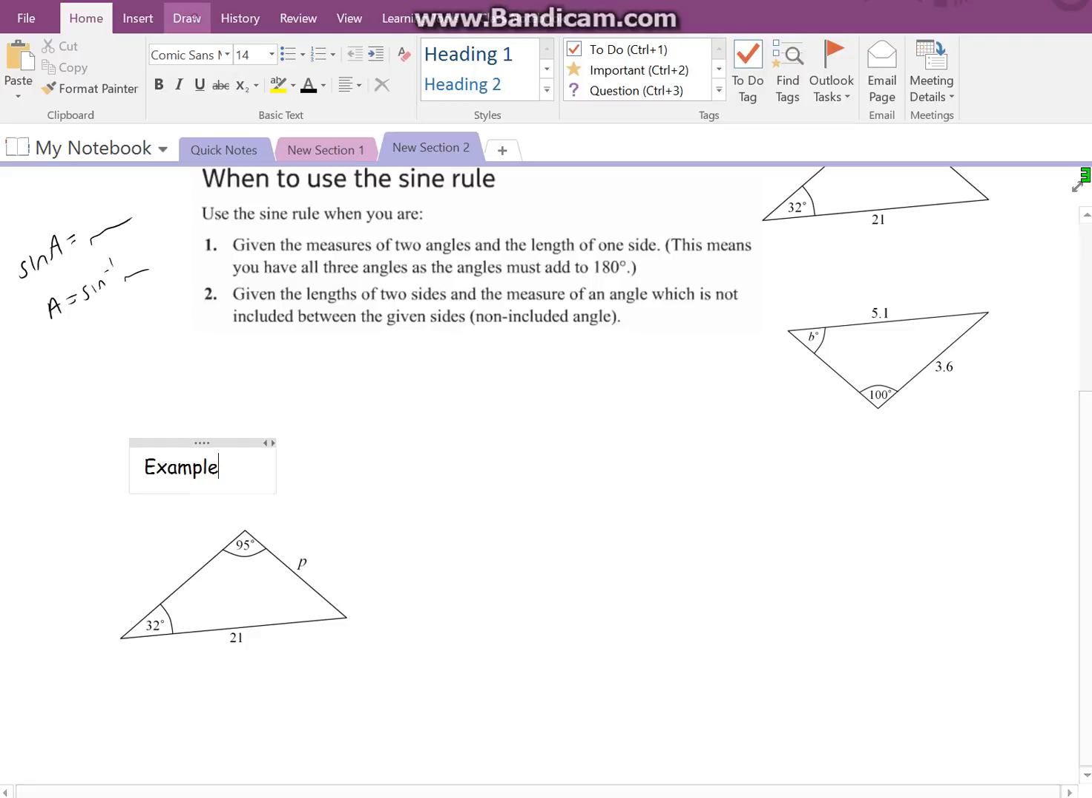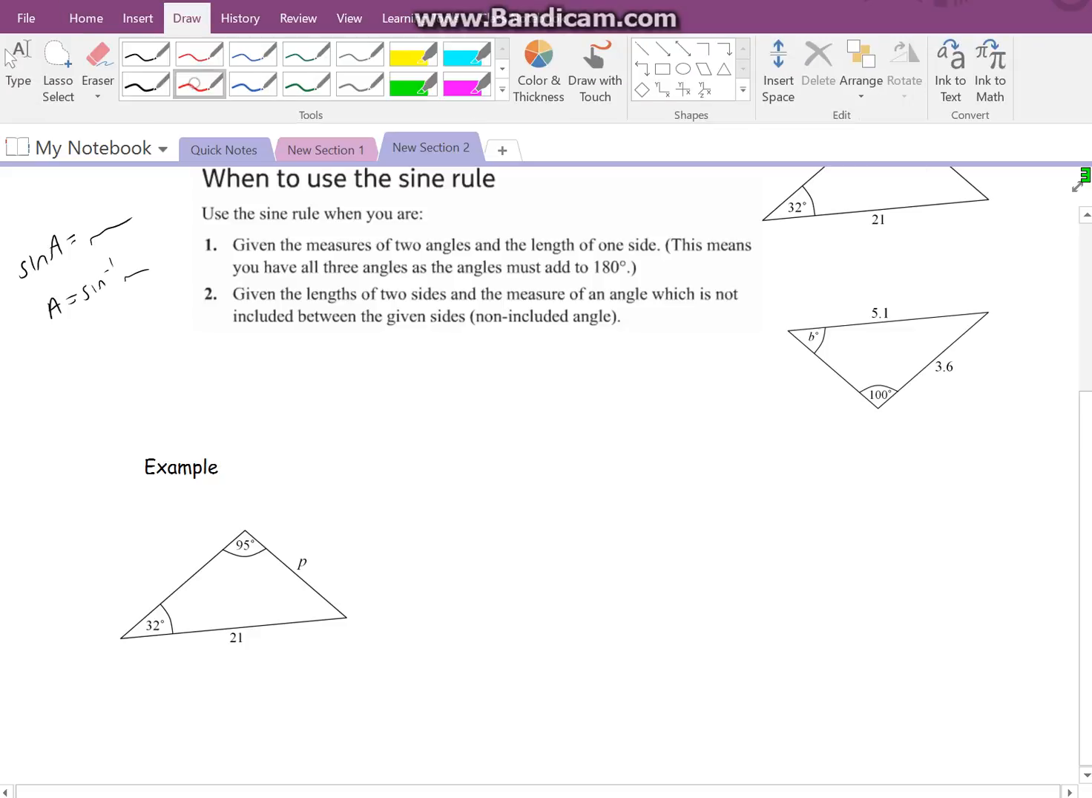And the first thing I would do though is join them. So I know this angle, 32 degrees, belongs to side P, and I know that angle 95 degrees is with 21, because they're opposite each other.